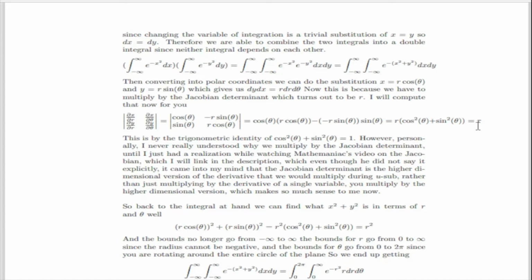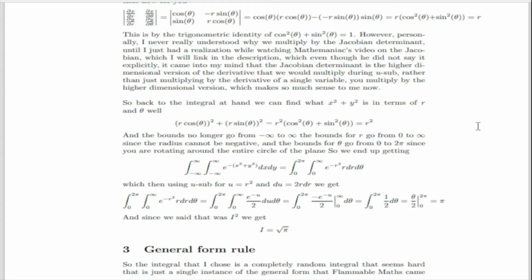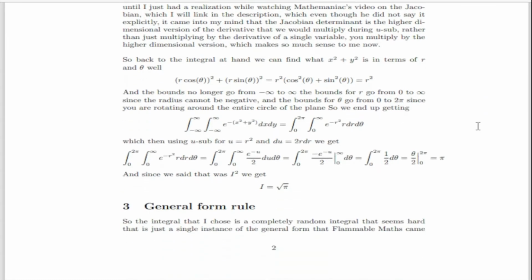I don't know if it's perfectly logical though. So back to the integral at hand. We can find what x squared plus y squared is in terms of r and theta. Well, we have (r cosine theta) squared plus (r sine theta) squared equals r squared times cosine squared theta plus sine squared theta, which just equals r squared.